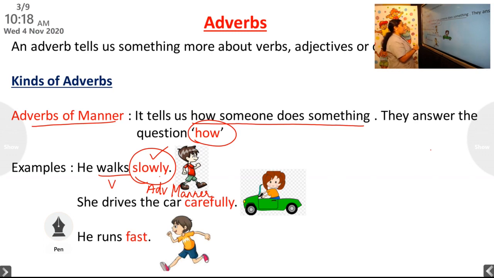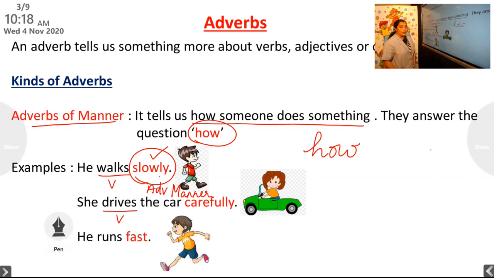Next one: she drives the car carefully. Can you say which is the action word, or which is the verb here? Yes, drives is the verb. And which question word will you ask to find the adverb of manner? Always remember this question word. You will ask the question word how.